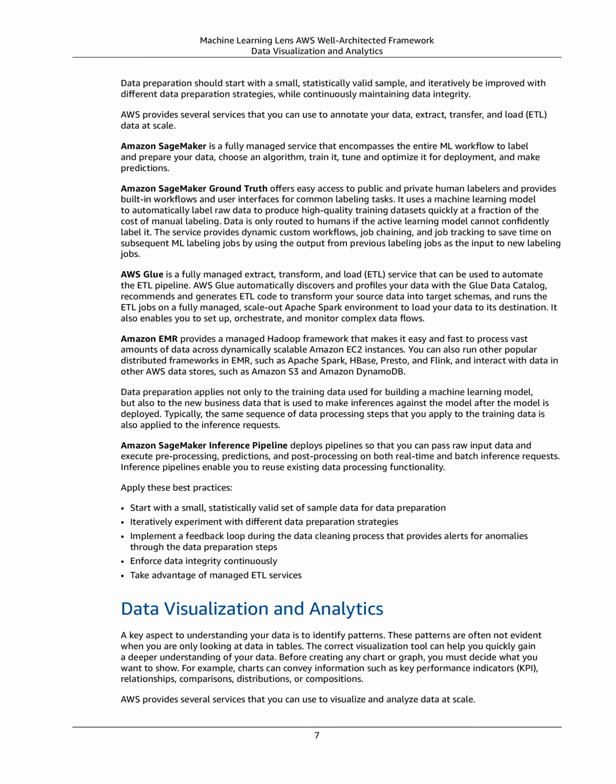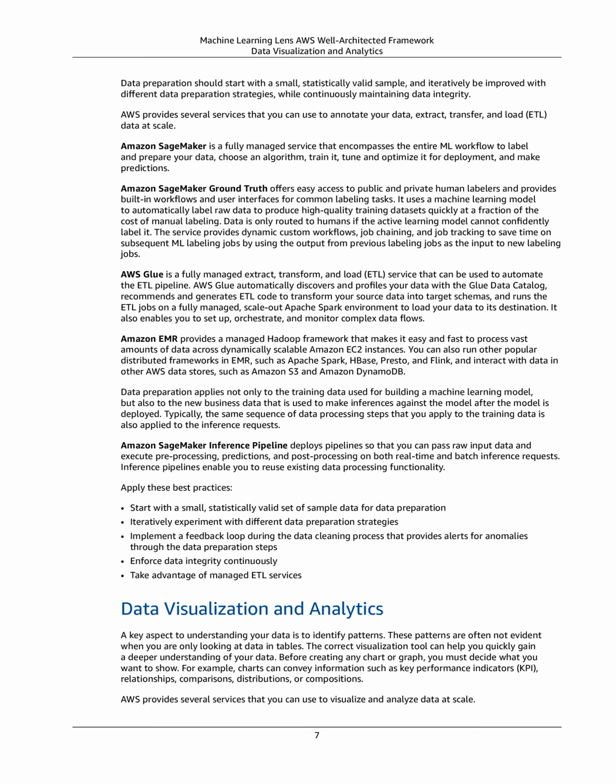Amazon SageMaker Ground Truth offers easy access to public and private human labelers and provides built-in workflows and user interfaces for common labeling tasks. It uses a machine learning model to automatically label raw data to produce high-quality training datasets quickly at a fraction of the cost of manual labeling. Data is only routed to humans if the active learning model cannot confidently label it. The service provides dynamic custom workflows, job chaining, and job tracking to save time on subsequent ML labeling jobs by using the output from previous labeling jobs as the input to new labeling jobs.